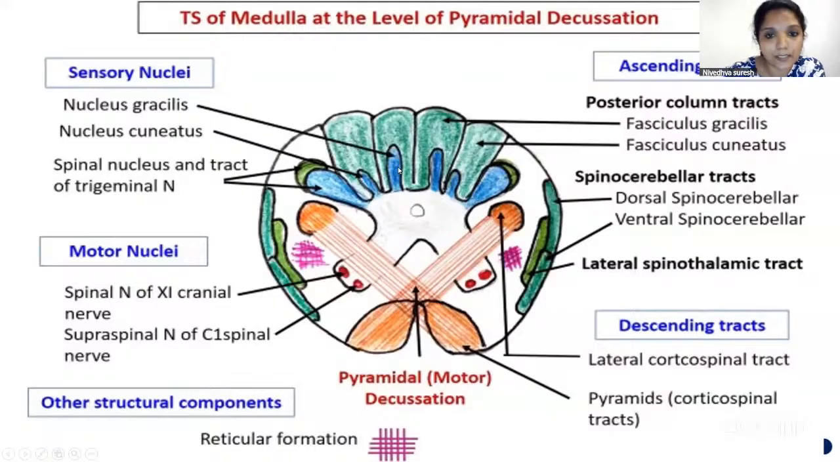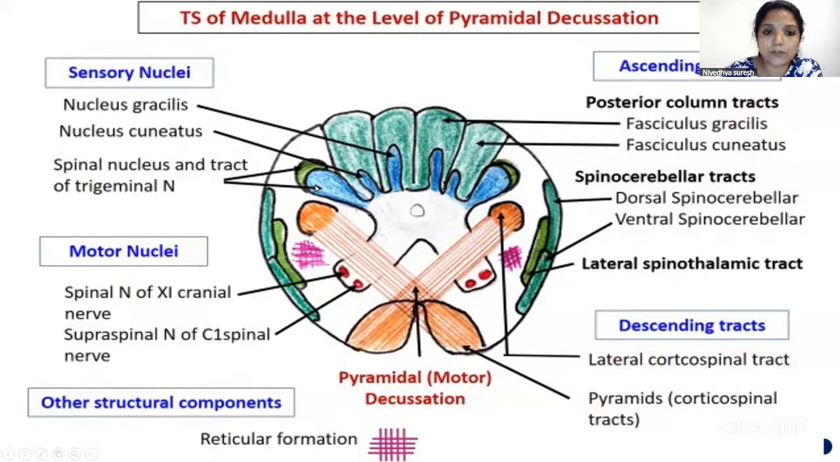These are the two nuclei. And these two tracts are the corresponding tracts: this is the fasciculus gracilis and this is the fasciculus cuneatus. These are the ascending tracts, okay? So these are the nuclei and the corresponding ascending tracts we can see on either side. The nucleus gracilis and cuneatus and their fasciculus gracilis and fasciculus cuneatus tracts we can see in the posterior column.